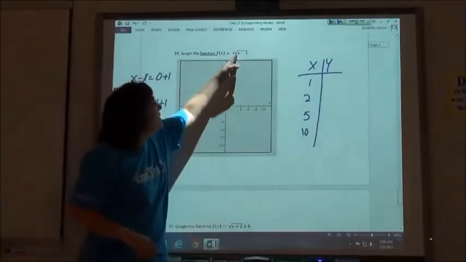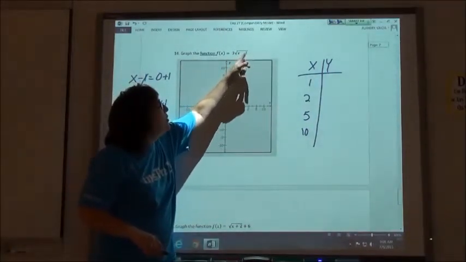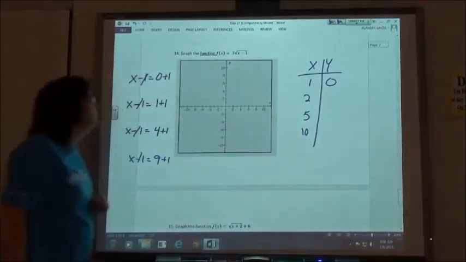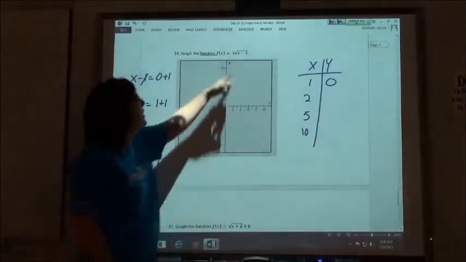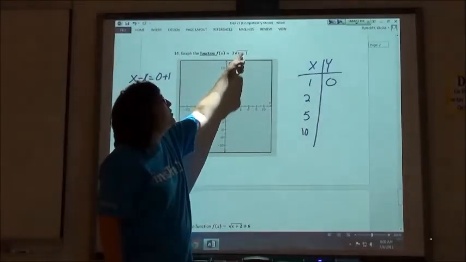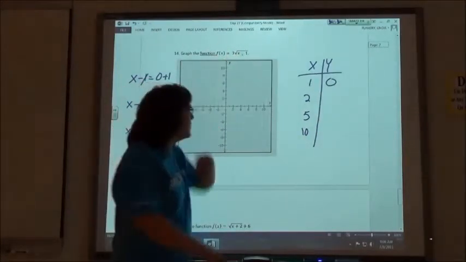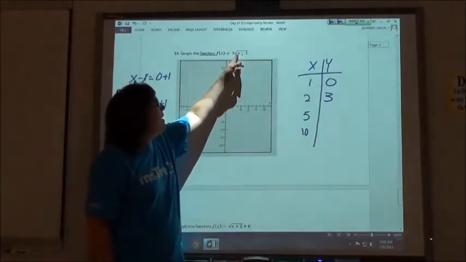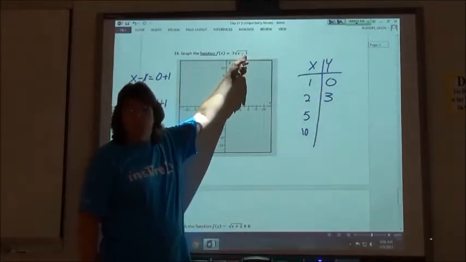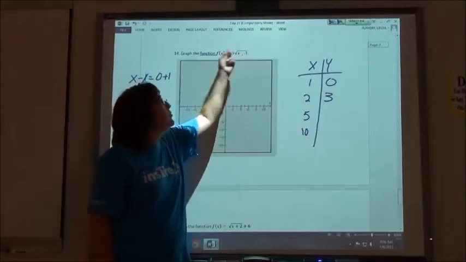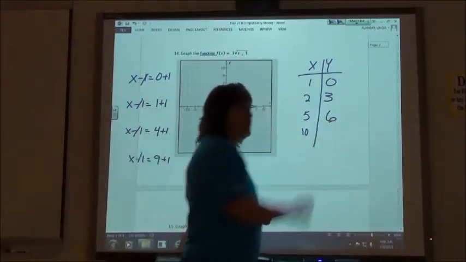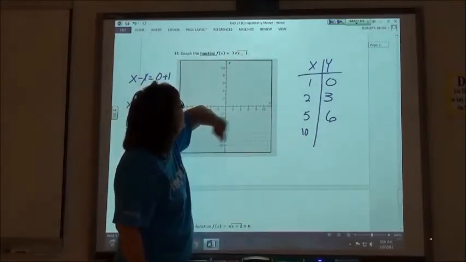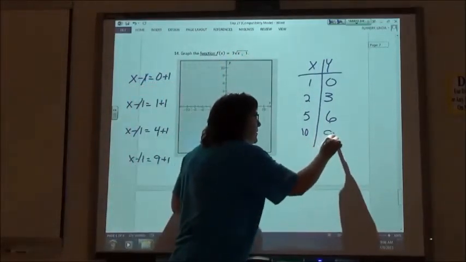So if we put 1 in there, 1 minus 1 is 0. 0 times 3, still 0. 2 minus 1 is 1. Square root of 1 is 1. 1 times 3, 3. 5 minus 1 is 4. The square root of 4 is 2. 2 times 3 is a 6. And 10 minus 1 is 9. Square root of 9 is 3. 3 times 3 is 9.